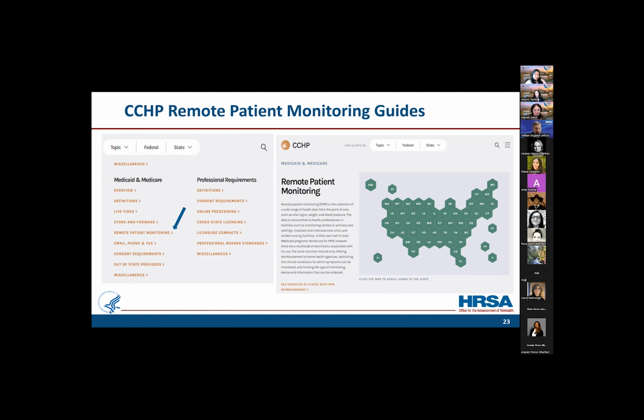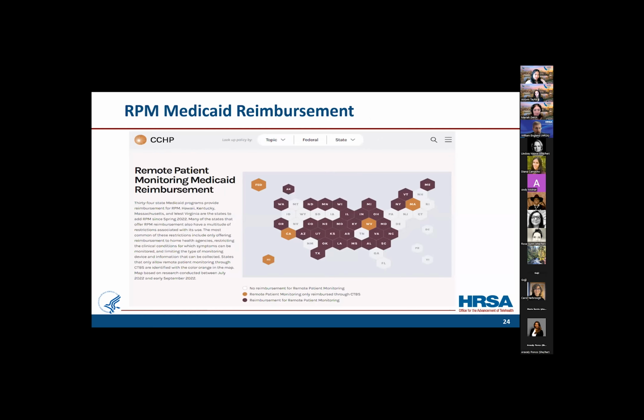Next slide. And in particular, reimbursement, which is really what's driving this huge growth in RPM, is the fact that CMS has now implemented reimbursement on the Medicare side. But again, some Medicaid programs are already into that, and as a result of the pandemic, a lot more are. So you can click in particular to learn about reimbursement tools. Next slide.